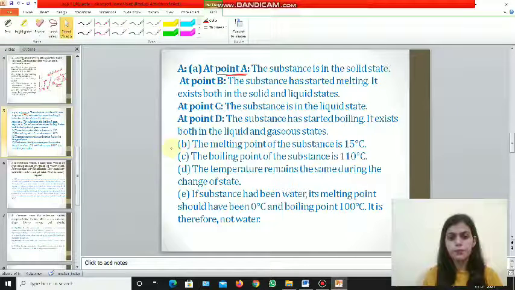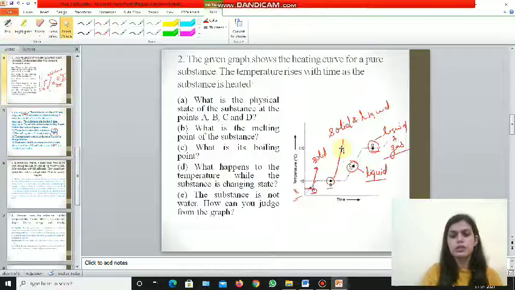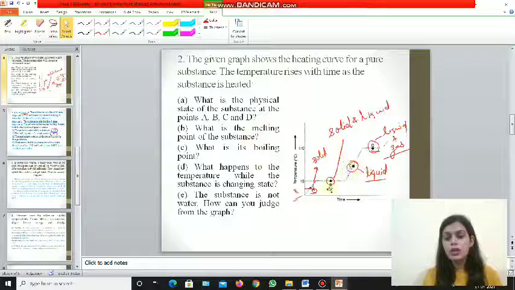Now the answer is, the melting point of the substance is 15 degrees Celsius. If we study the graph, we can say that 15 degrees is the melting point, and the boiling point is 110 degrees Celsius. The question is, what is the boiling point?